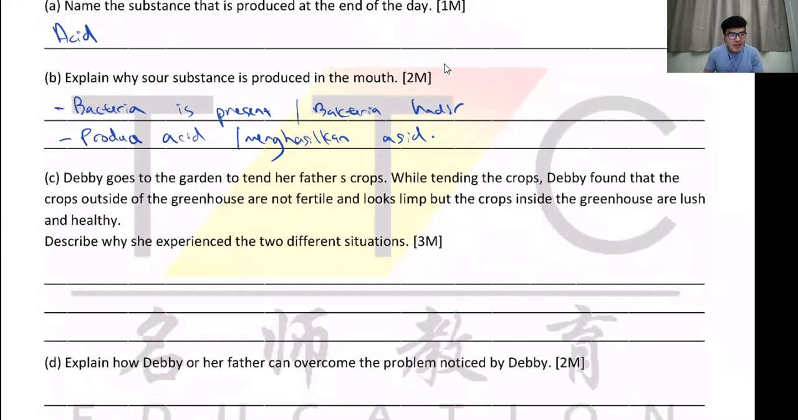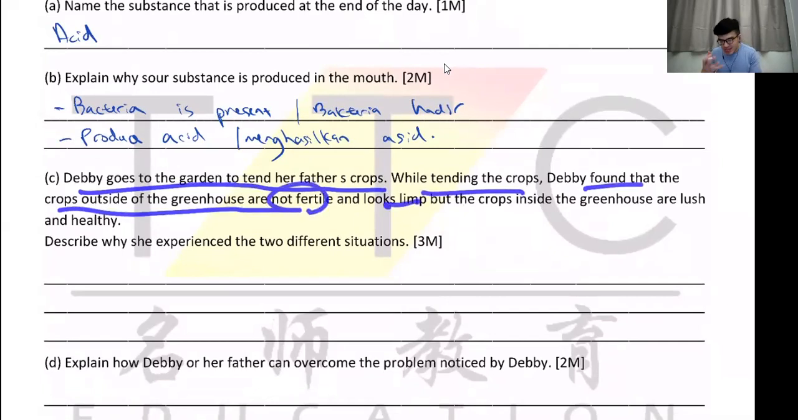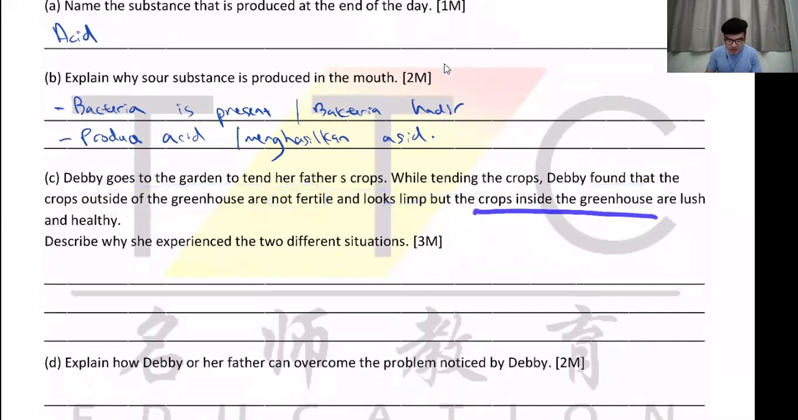Okay, so Debbie goes to the garden to tend to her father's crops. While tending the crops, Debbie found that the crop outside the greenhouse is not fertile and looks slim. That means dying. The crops inside the greenhouse are lush and healthy. Okay, describe why she experienced this. This has something to do with acid rain. If you are in a greenhouse, there's a roof, the acid rain doesn't come into your soil, your plants will grow healthy. Whereas if you don't cover them in a greenhouse, when they get acid rain, your plants will die.